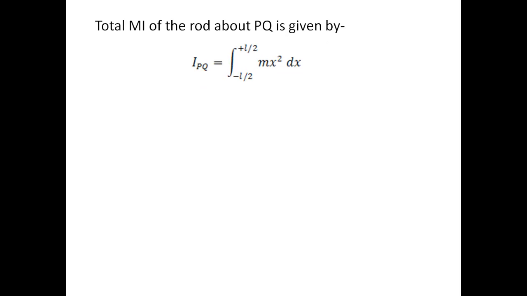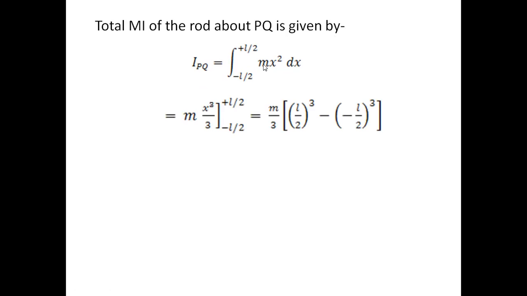Now integrate this equation. Small m is a constant. The integration of x square dx is x cube by 3, with limits minus L by 2 to plus L by 2, which is equal to m by 3 into the upper limit L by 2 whole cube minus the lower limit, minus L by 2 whole cube. So the whole thing will be 2 times L by 2 whole cube. So this is m by 3 into 2 times L by 2 whole cube, which is equal to m into L cube by 12.